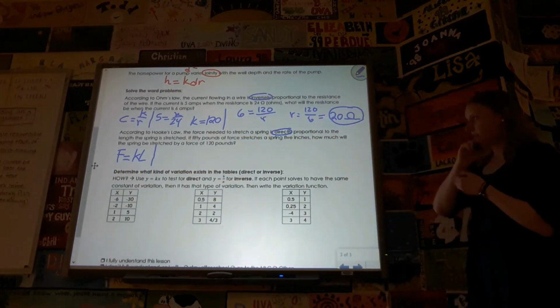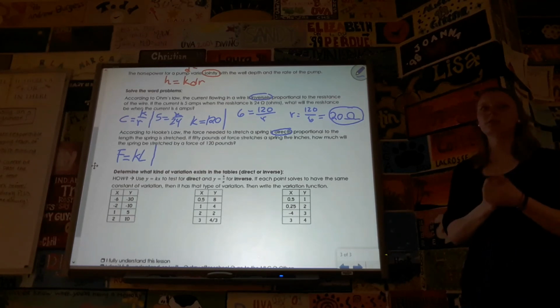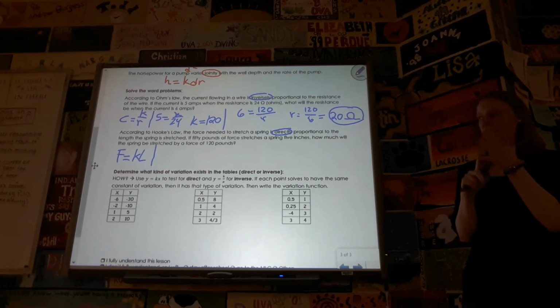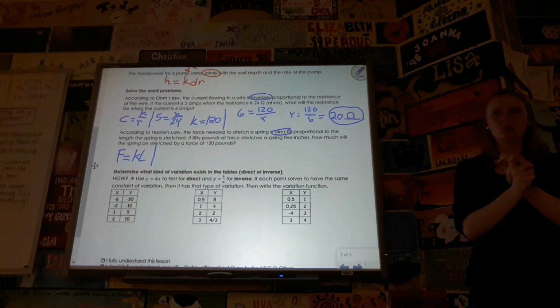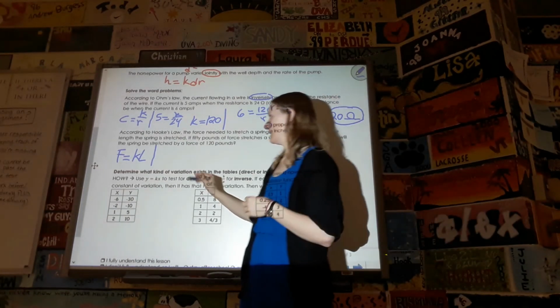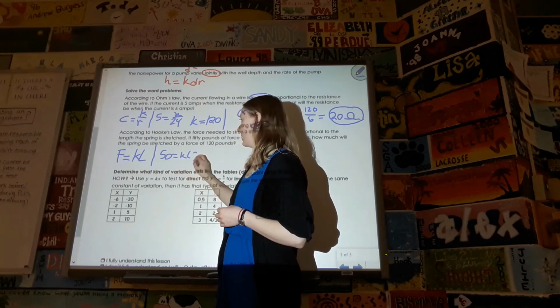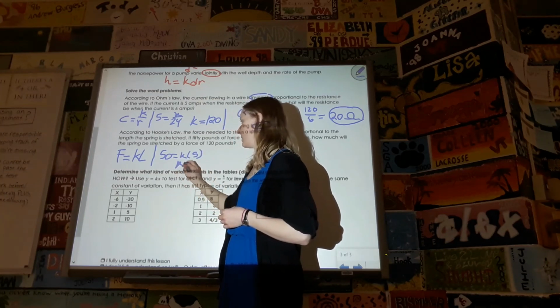Next up it says, if 50 pounds of force stretches a spring 5 inches, stop. That just gave me the force and it gave me the length. So what am I expected to do with that information? Find K. So 50 is the force. The length was 5. So what's the constant of variation?